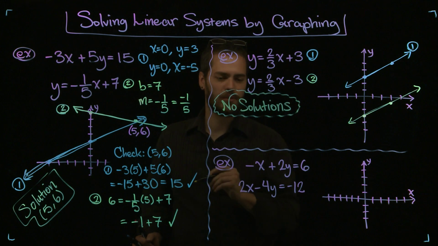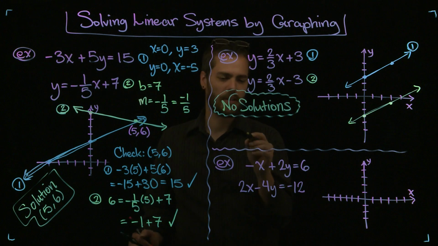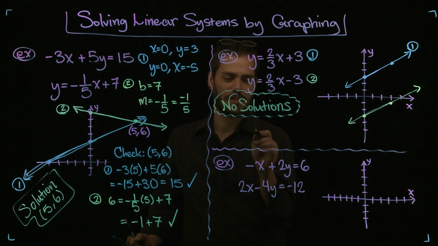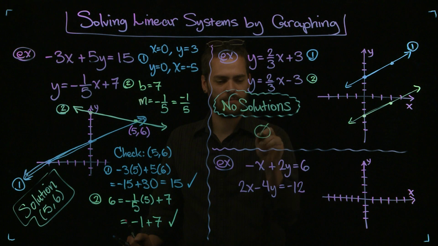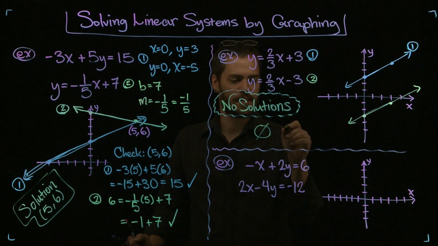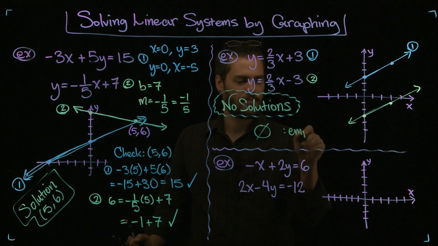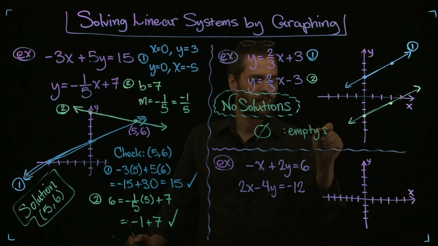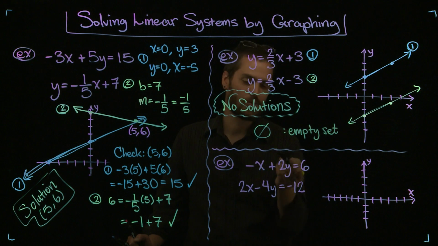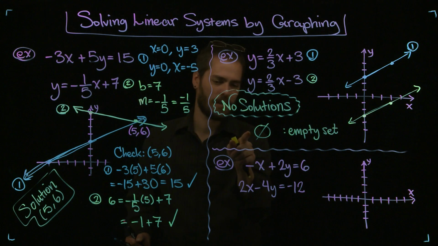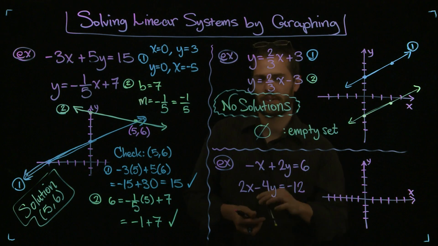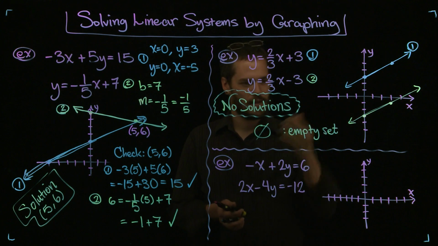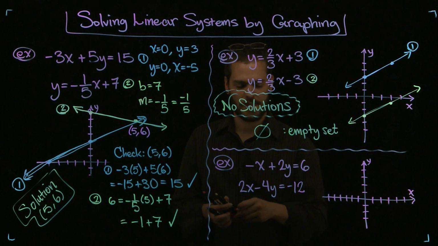If you want to use set notation, then you're going to use the notation for the empty set. And that just looks like this. Okay? And what that means is empty set. What set is empty? The set of solutions is empty. So you might see this in some texts, or your instructor might prefer that. But simply said, there are no solutions to this system.